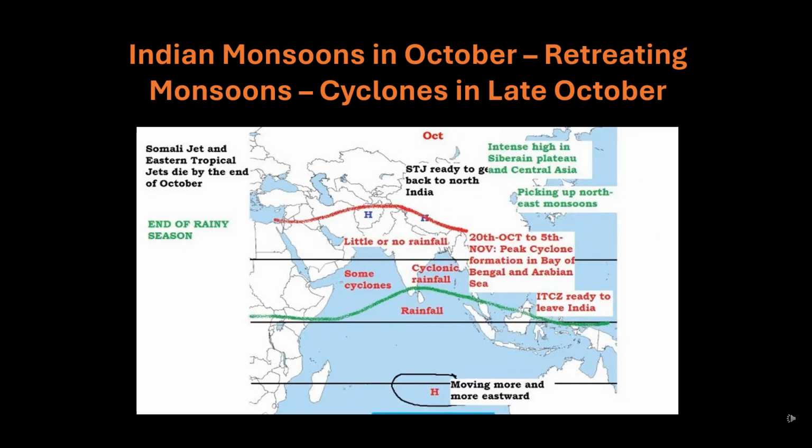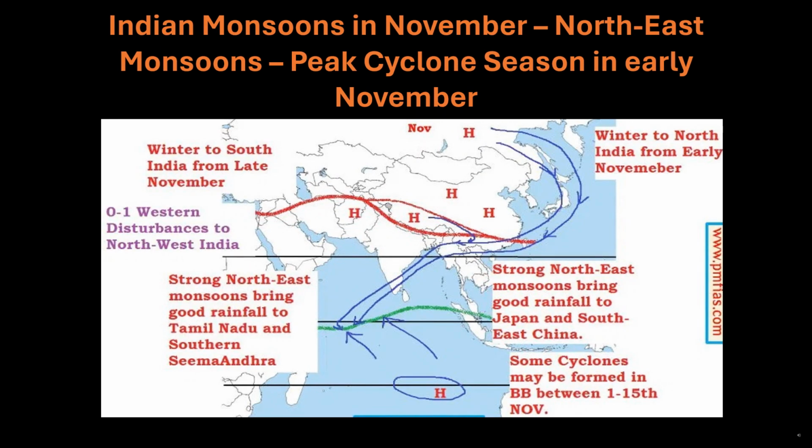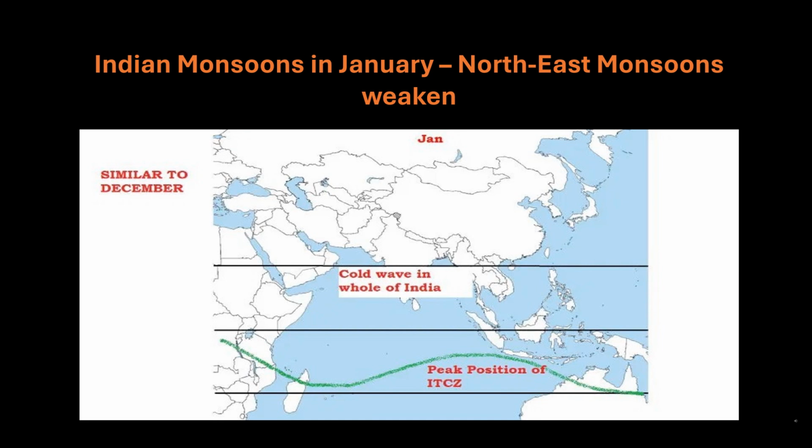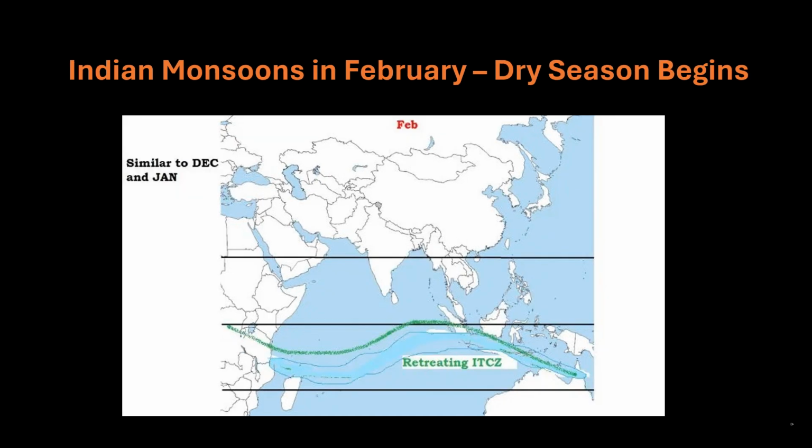Indian monsoons in October, retreating monsoons, cyclones in late October. Indian monsoons in November, northeast monsoons, peak cyclone season in early November. Indian monsoons in December, maximum rainfall month in Tamil Nadu and southern Andhra coast. Indian monsoons in January, northeast monsoons weaken. Indian monsoons in February, dry season begins.